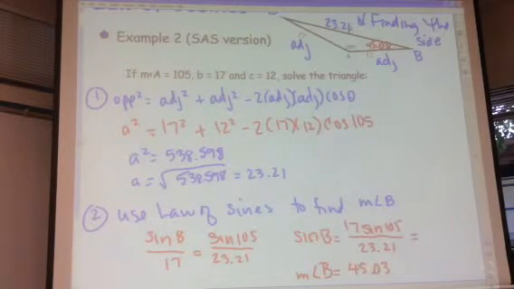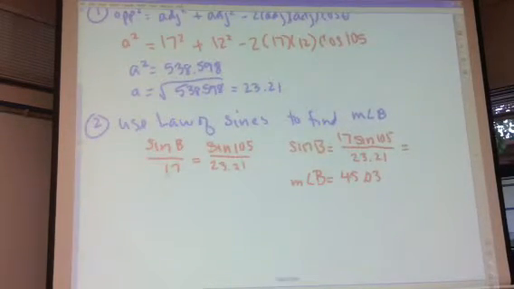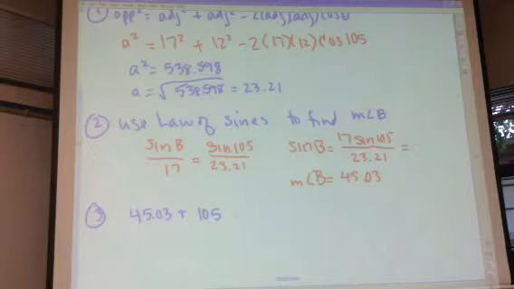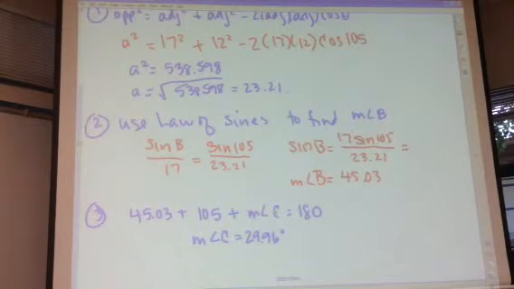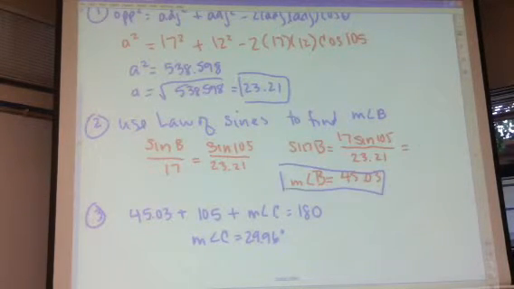Well, step 3, I'm going to solve for the last part, whichever way it makes sense. And for this one, it's the same as the other example. So in step 3, I'm going to take my 45.03 plus my 105, and then I'm going to take my measure of angle C, and I know that it's going to equal 180 degrees. Therefore, my measure of angle C, if I just work that out, is going to be 29.96 degrees. So here was my answer for A. Here was my answer for B. And here was my answer for C.